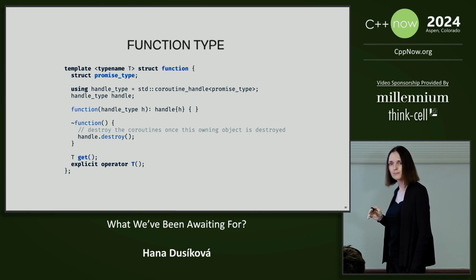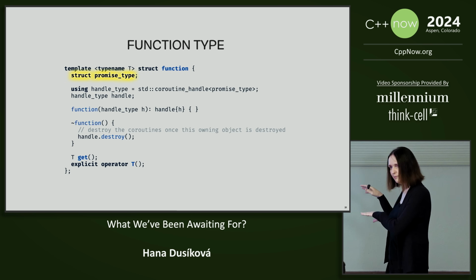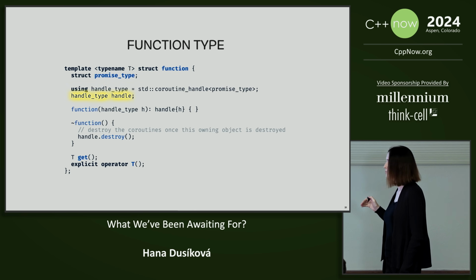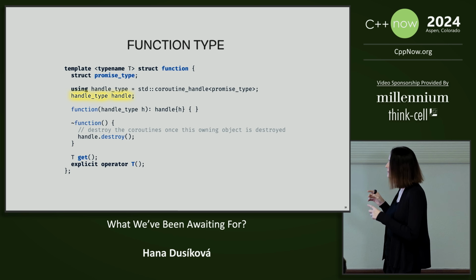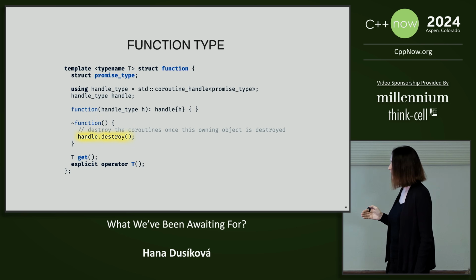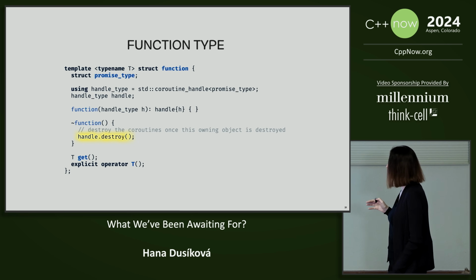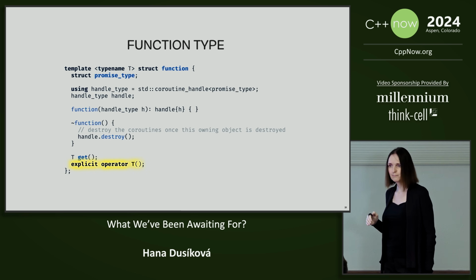Let's do our function, as I promised. So we have a function, and inside there is the promise type. I will define it a little bit later. There is a handle type, coroutine handle of promise type, and we need to store it. So it's the size of a pointer, and nothing else is inside of the handle for the function. We build a function from the handle, and when we reach the end of lifetime, we will destroy it. We are also supposed to write a move constructor and copy constructor, but it doesn't matter here. And you can access the result with a get function or an explicit cast.